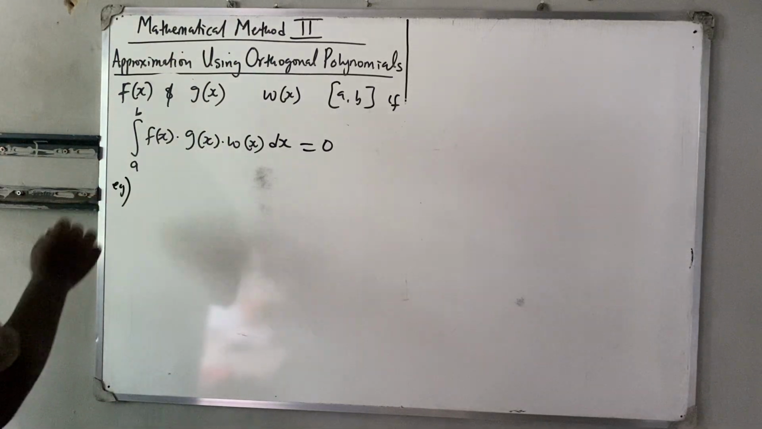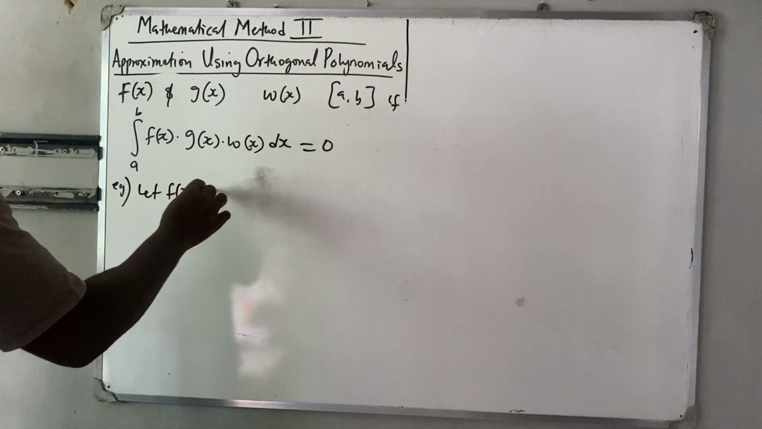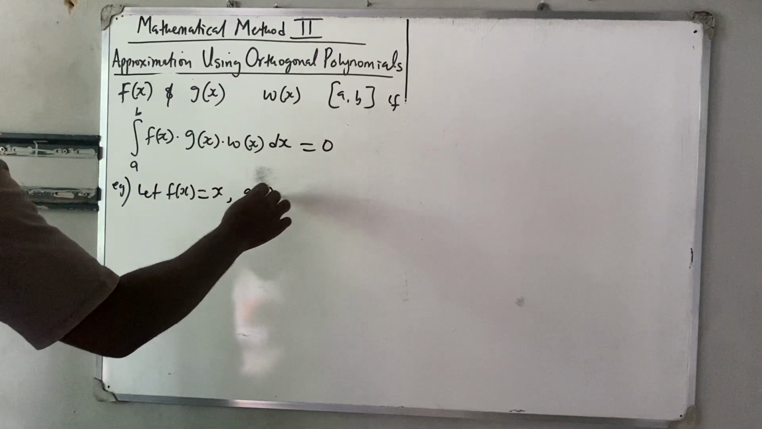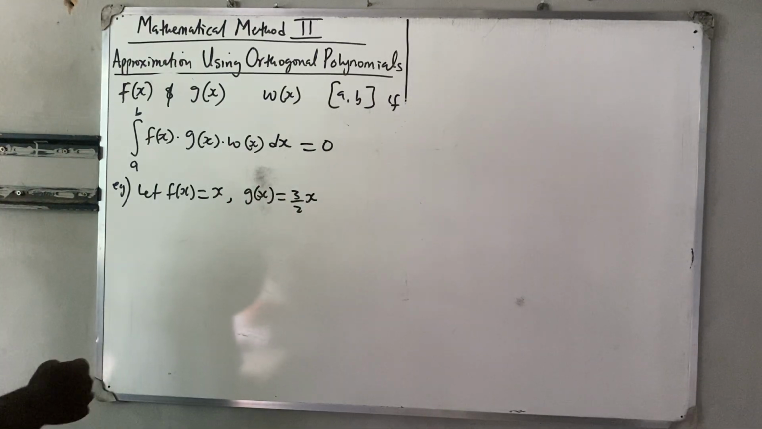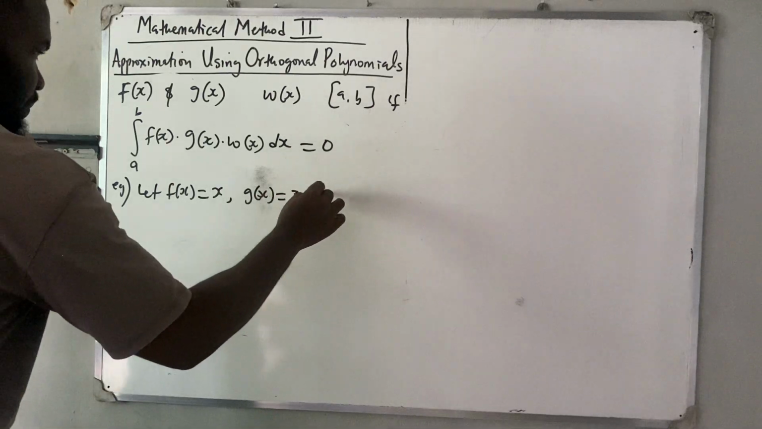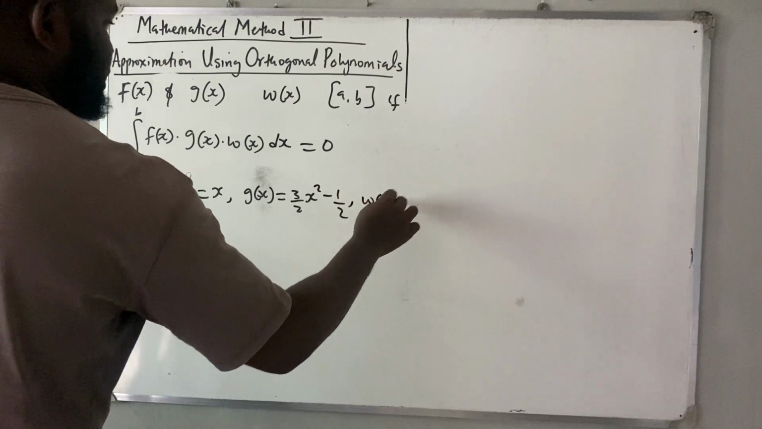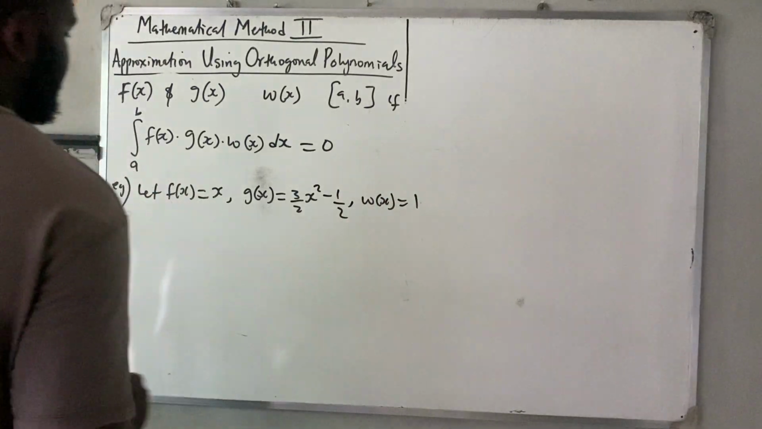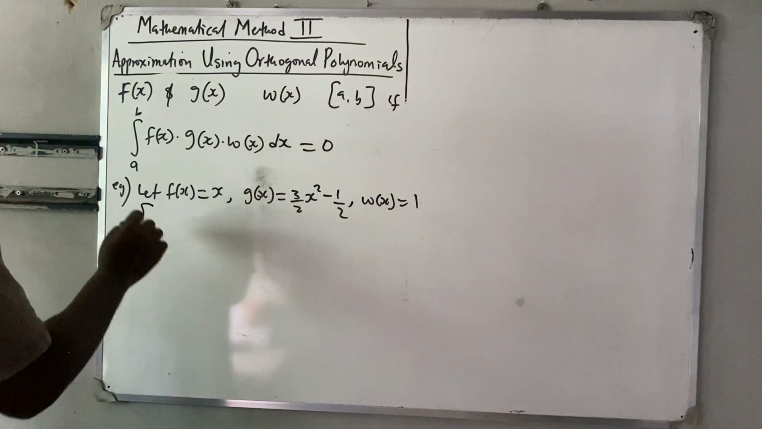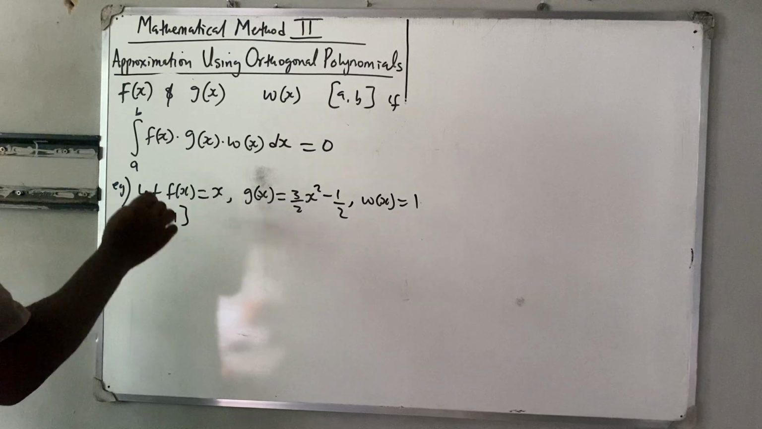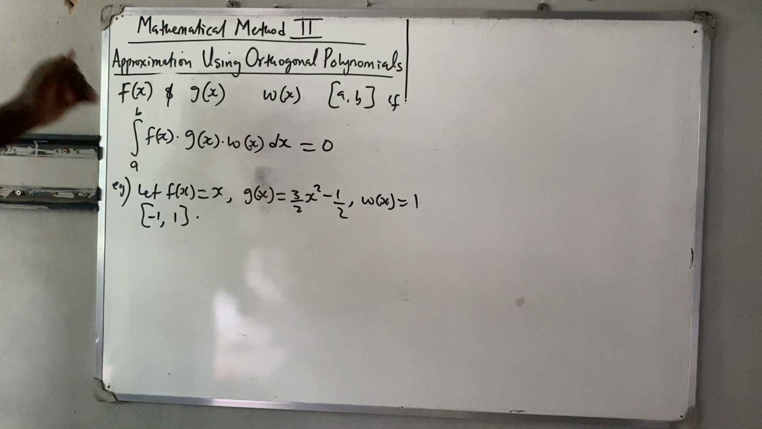Okay, example. Let f of x be equal to x and then g of x be equal to 3 over 2 x squared minus 1 over 2. Let's have this, okay? And then let the weight function be 1, over an interval minus 1 to 1. So we want to show that this is orthogonal. How do we show that this is orthogonal? We apply the same thing here.